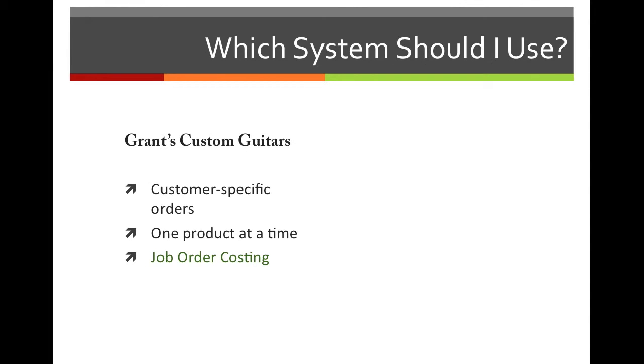So here's a company, Grant's Custom Guitars, that's a good example of a company that should use job order costing. Every guitar they make is going to be different, so they should be costed for each individual job.